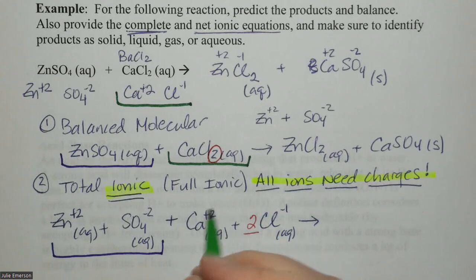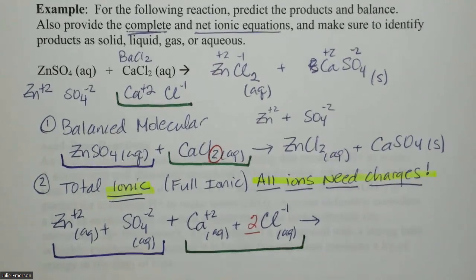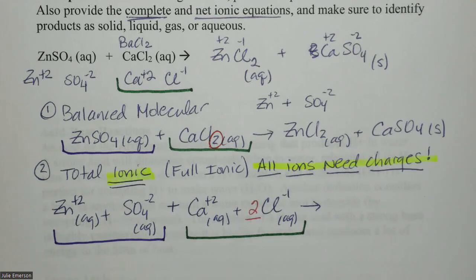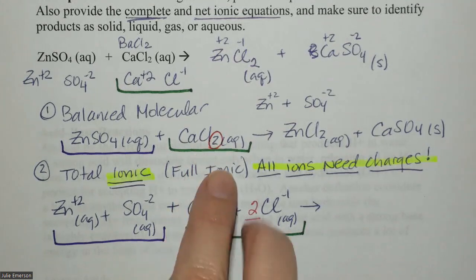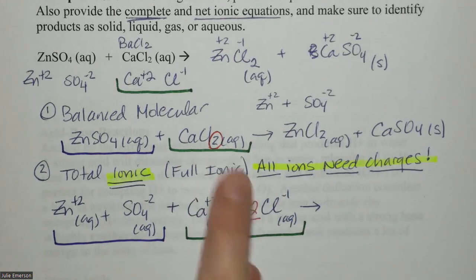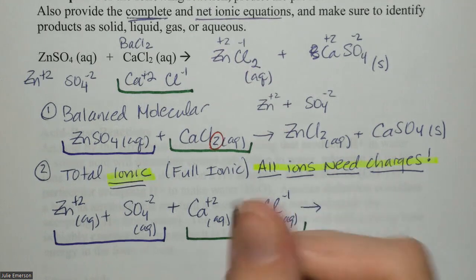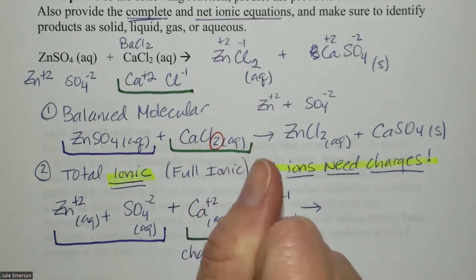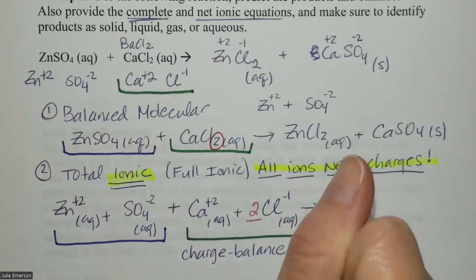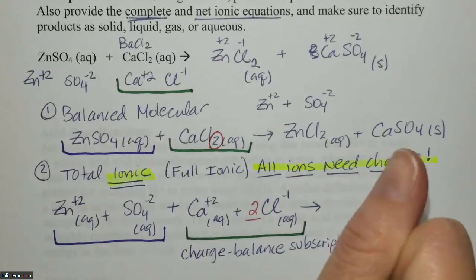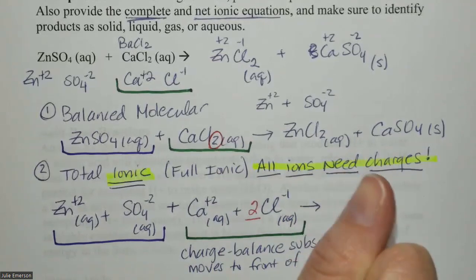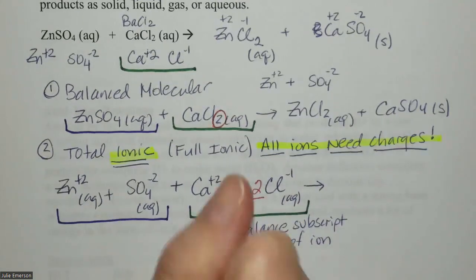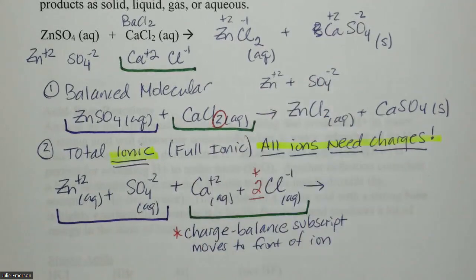So when you have a calcium ion come together with chloride ion, you have to have 2 chlorides to make the charge balance. In the compound, it has to be written as a subscript. When we separate them, we move that subscript to the front. So I'm going to write a little note here: charge balance subscript moves to the front of the ion. And I'm going to give that a little red star so you can figure out that's what I'm referring to.